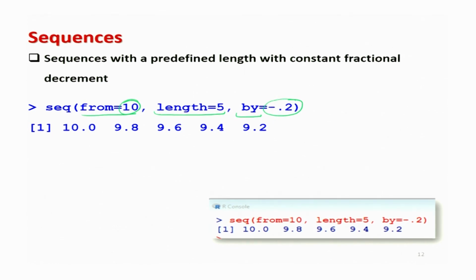So what will happen? This sequence will begin at 10, and then there is a decrement of 0.2. So 10 minus 0.2 is equal to 9.8, and this will continue. So this will be 1, 2, 3, 4, and 5 values, which is controlled by the command length is equal to 5. You can see it is not a very difficult operation, and if you try it on the R console, you will get this type of outcome.